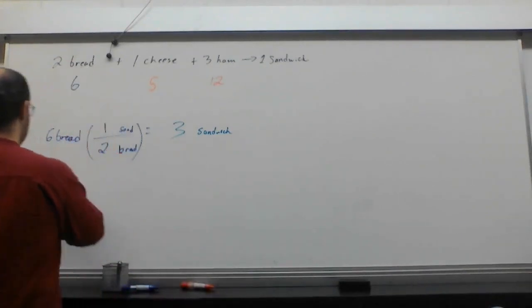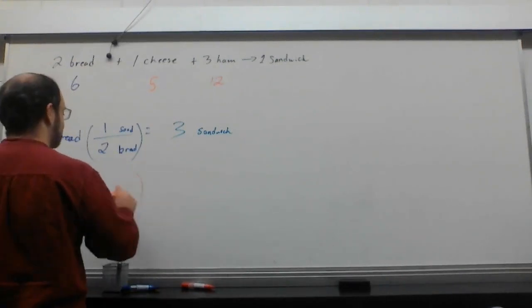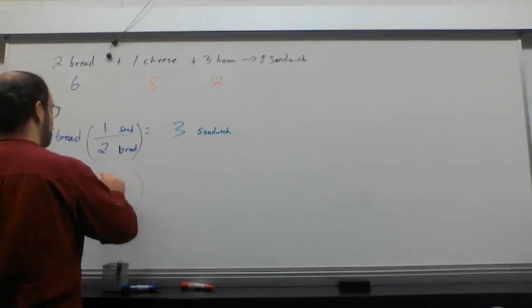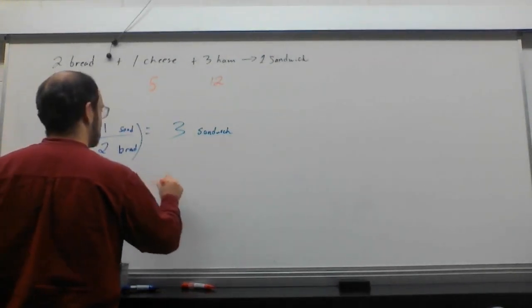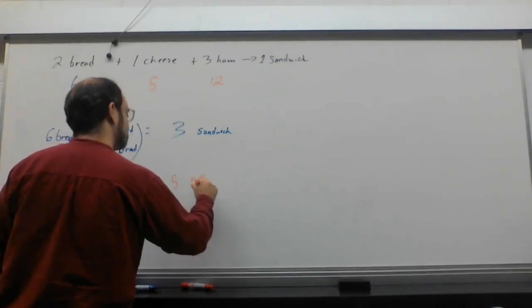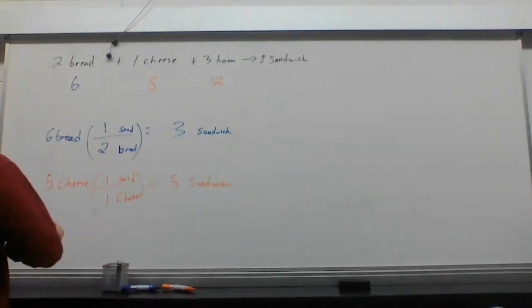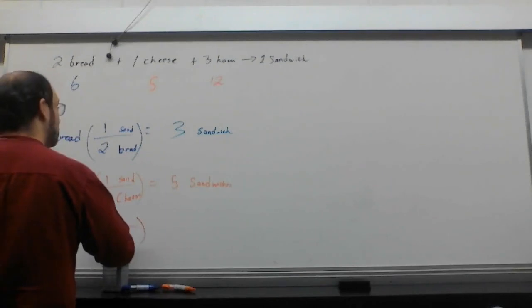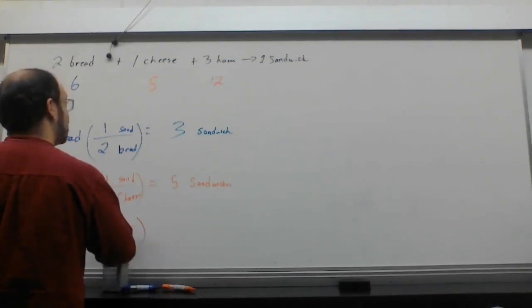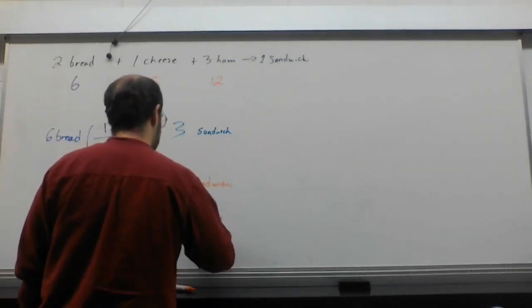Then we've got our cheese. Same thing. 5 of the cheese, 1 cheese for every 1 sandwich. So we're going to get 5 sandwiches. Finally, the ham. We've got 12 ham, and we're going to do 3 ham for every 1 sandwich. That's going to give us a good old 4 sandwiches.